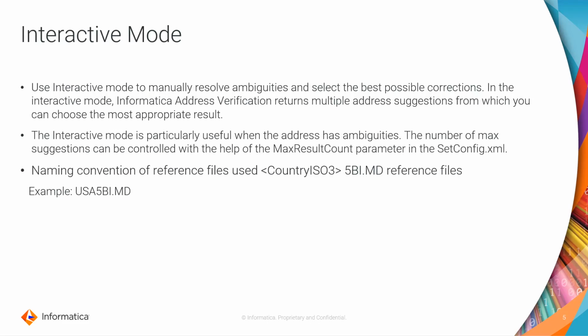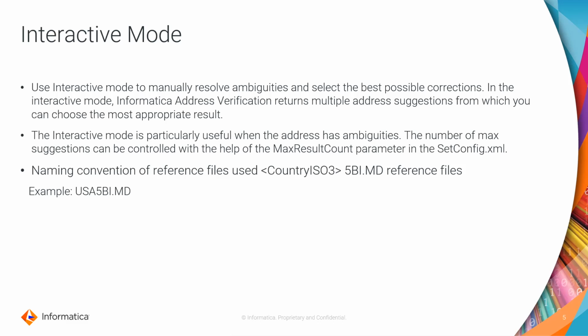The next mode is interactive. We can use the interactive mode to process addresses that are ambiguous in nature and then select the best possible corrections. The interactive mode provides multiple suggestions, and the number of suggestions can be controlled by the max result count parameter in the set config.